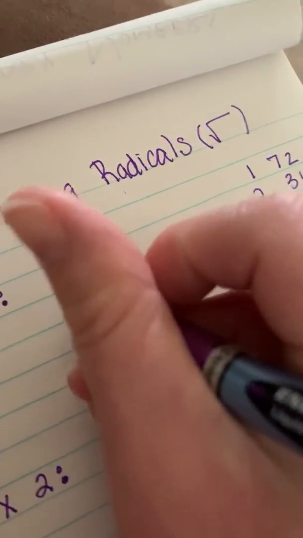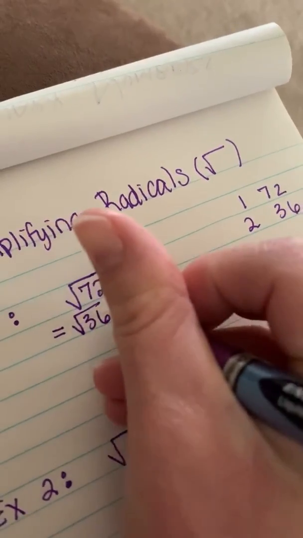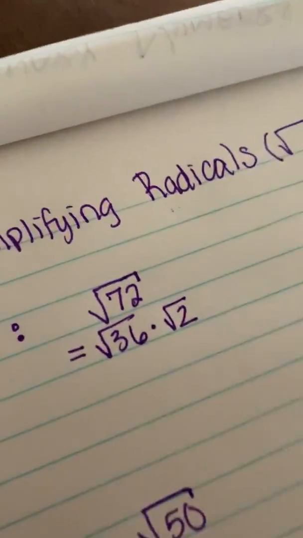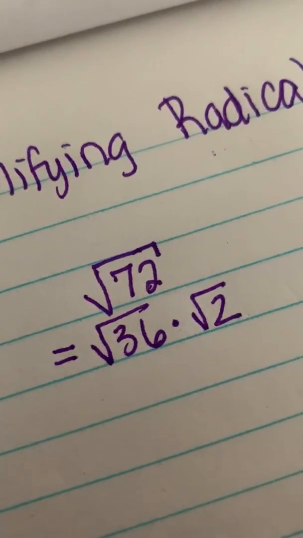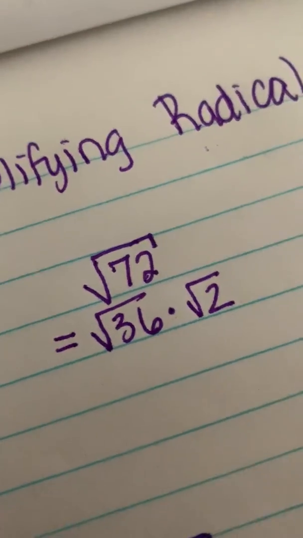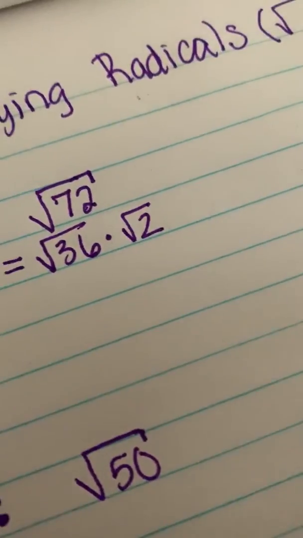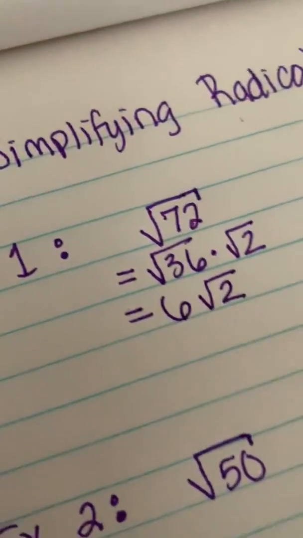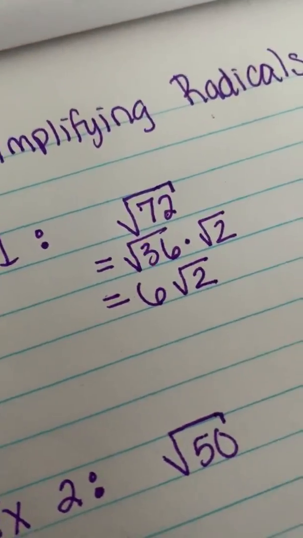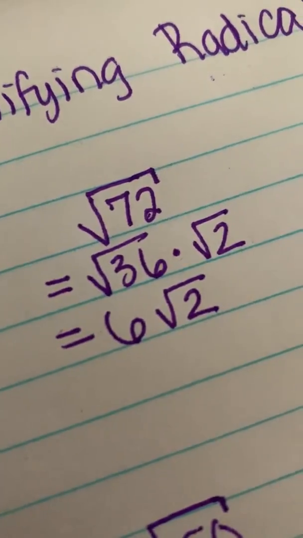So let's rewrite the square root of 72 as the square root of 36 times the square root of 2. That's totally legal in the math world. You can separate it like this, because if we multiply it back out, the square root of 36 times the square root of 2 is the square root of 72. Now we just take the square root of 36, that is 6, and we leave the square root of 2. And that is our simplified answer. The square root of 72 can be simplified to 6 times the square root of 2.